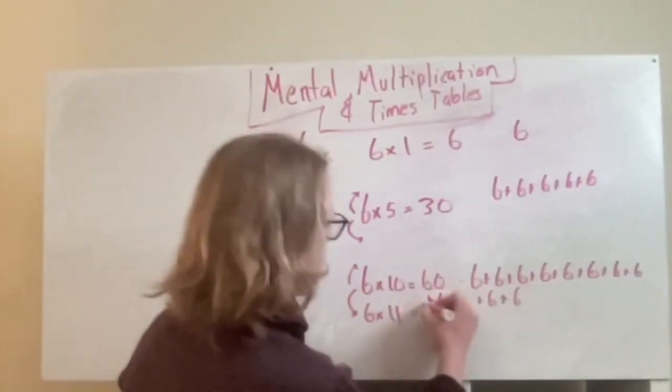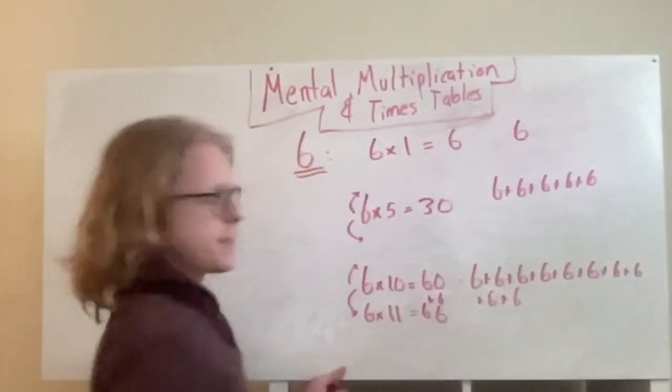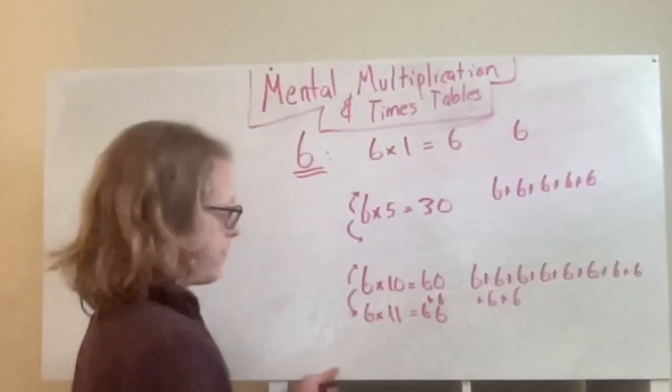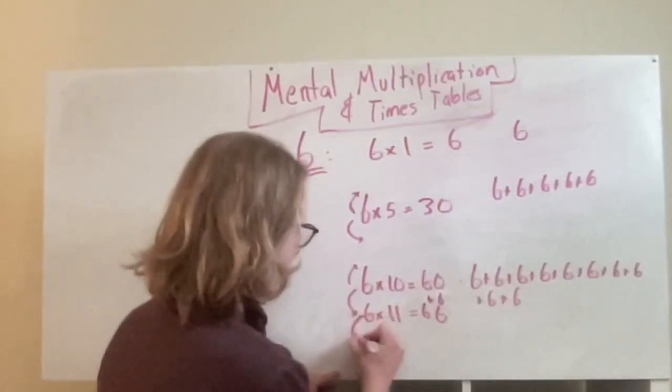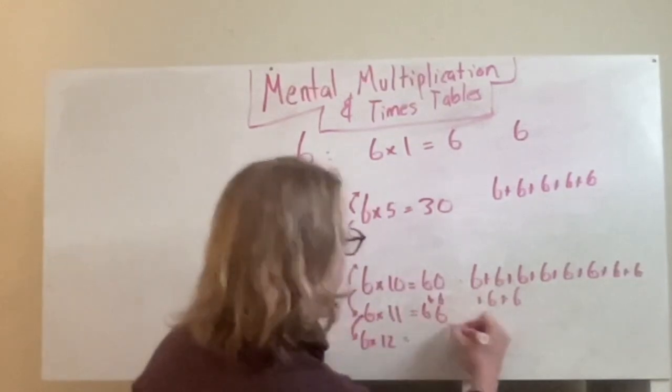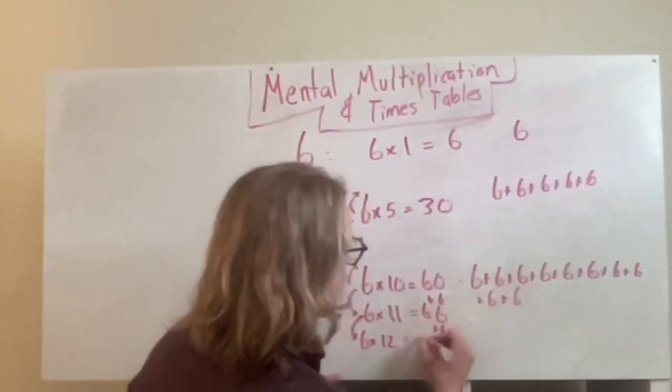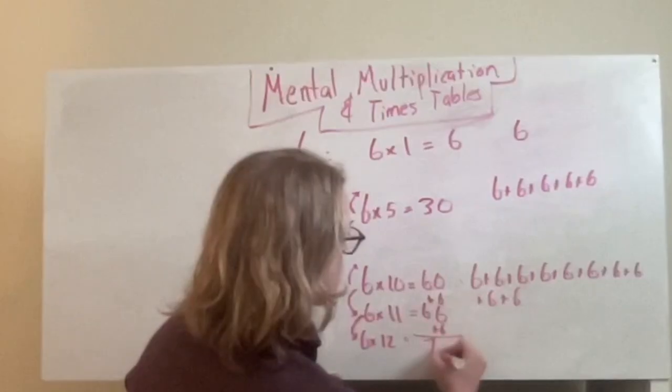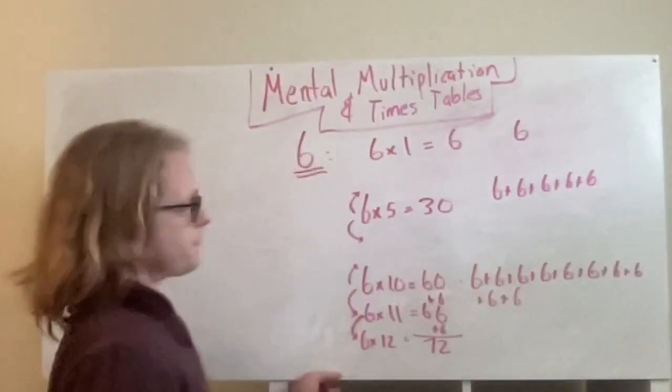So 6 times 11, 66. Now I could even build up one more from there. How do I get to 6 times 12? Well, just add another 6, okay? And we get to 72.